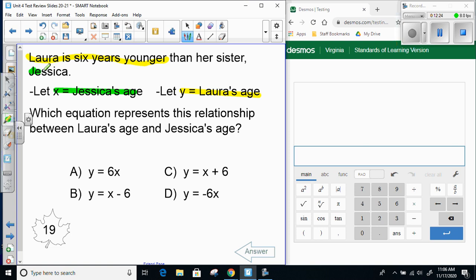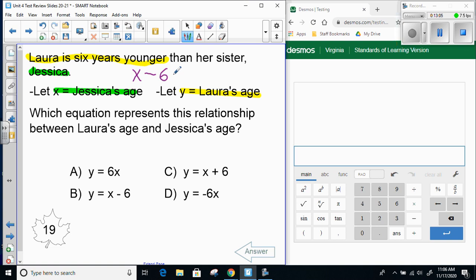And Jessica is going to be 6 years older than Laura. So if Jessica was 10 and Laura is 6 years younger, 10 minus 6 would be 4. If Jessica was 15 and Laura's 6 years younger, 15 minus 6 would be 9. So it sounds like what the problem is telling me to do is to take x, Jessica's age, and I need to subtract 6 from it. Because if Jessica's older and Laura's 6 years younger, Jessica's age minus 6 would tell us Laura's age.